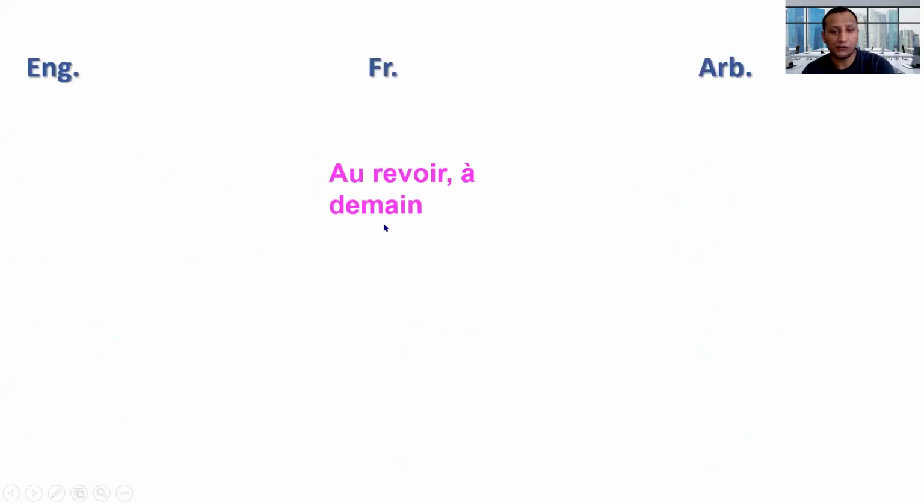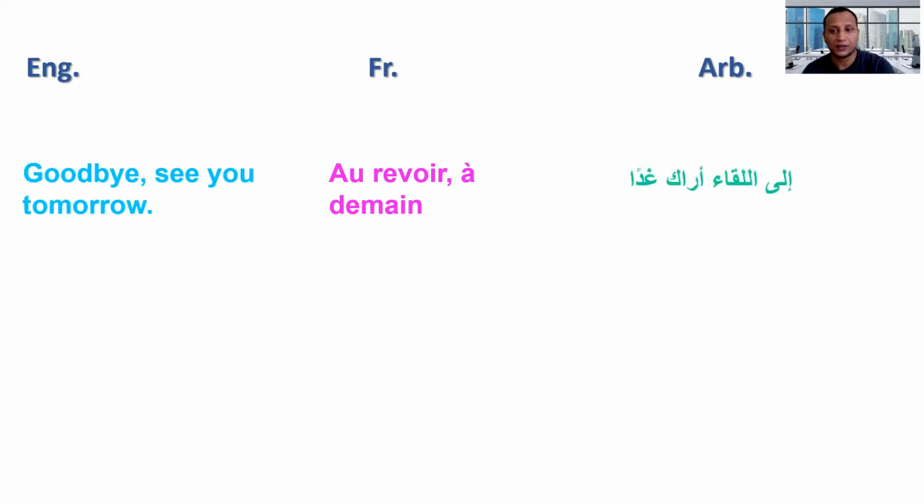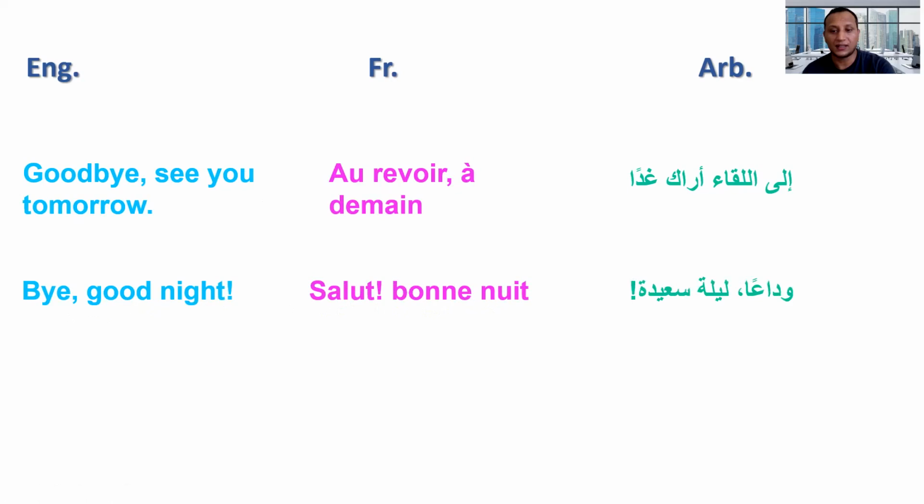How do we say au revoir à demain? Au revoir. Goodbye. Correct. See you tomorrow. À demain. See you tomorrow. In Arabic, إلى اللقاء. أراك غدا. How do you say bye? Good night. Correct. Salut. Bonne nuit. وداعا. ليلة سعيدة. Bye. You can say au revoir, bonne nuit, or salut.